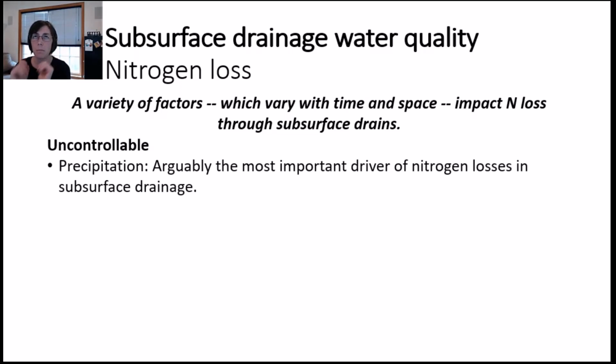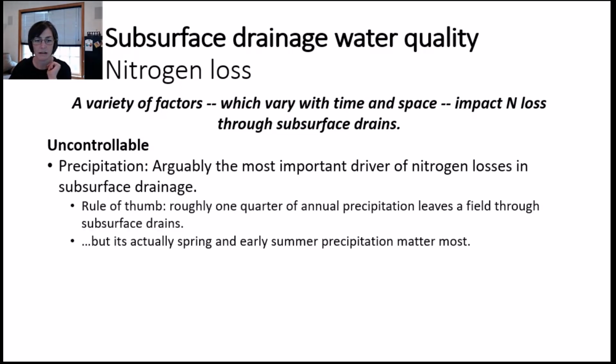Arguably the most important driver of nitrogen loss through tile drainage is how much rain we get. Simply put, you get a lot of rain, you're going to have a lot of drainage, and you're going to have a lot of N loss. That's just a simple fact of this lesson. More rain equals more drainage equals more N loss.